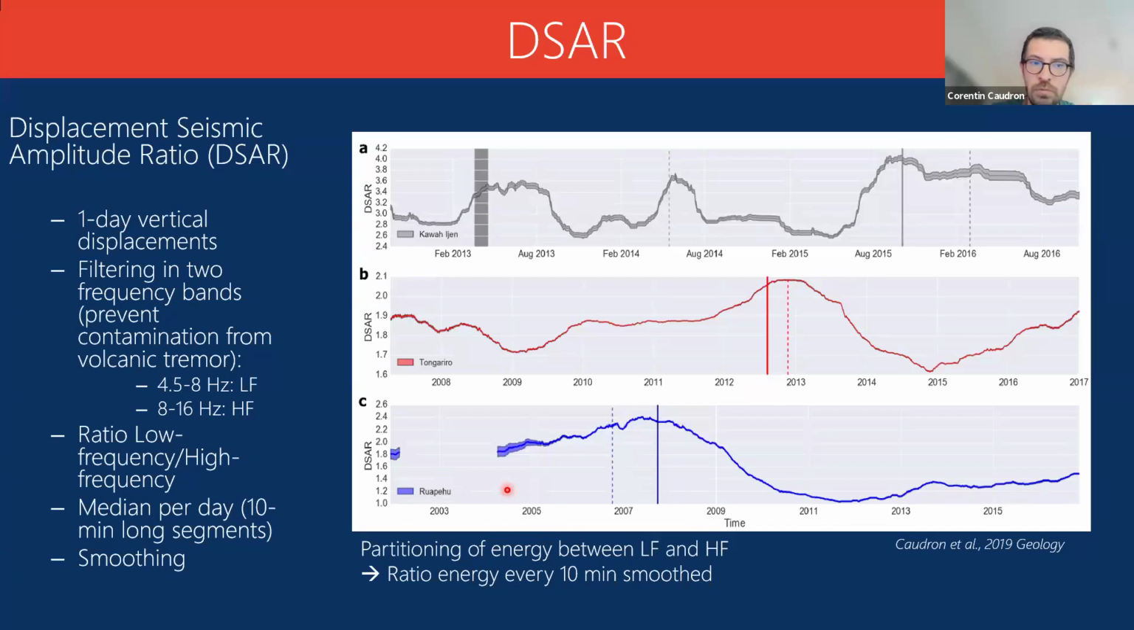What we do is very simple, not going to cover the details here, but we compute the displacement every day. So the seismometer will record the velocity, ground vibration in terms of velocity. We integrate to go to displacement, then we filter in 2 frequency bands, and we go above the tremor. We don't want tremor, because that would be a contamination. We are interested in medium change, not in the source change, not the tremor. So we filter between 4.5 and 8 Hertz and 8 and 16 Hertz, and we do a ratio between those 2 bands, low frequency divided by high frequency. And then we do some fancy, not so fancy, smoothing, rolling median, rolling mean.